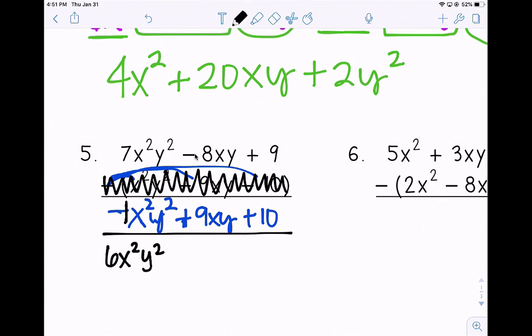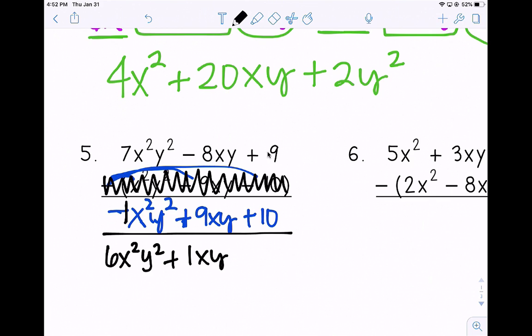Then we have negative 8xy plus 9xy. So negative 8 plus 9, again, they're like terms, is going to be plus 1xy. And you don't have to write a 1. Remember, if there's no 1, it's understood. Just like right here, you don't have to have that 1.